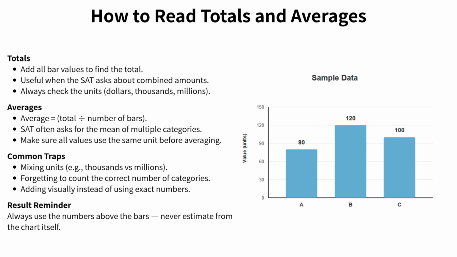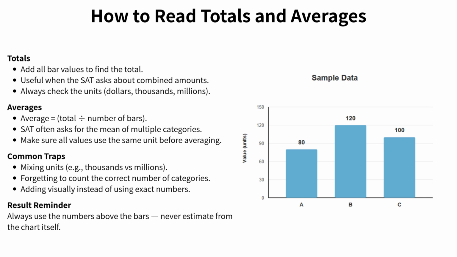Next is the average or mean. To find it, divide the total by the number of bars. Using the same example, the average is 300 divided by 3, which equals 100. A common mistake is forgetting that every bar must use the same unit before averaging. If one bar is labeled in thousands and another in millions, convert them before doing any calculations.